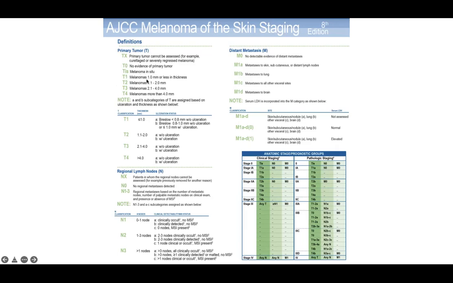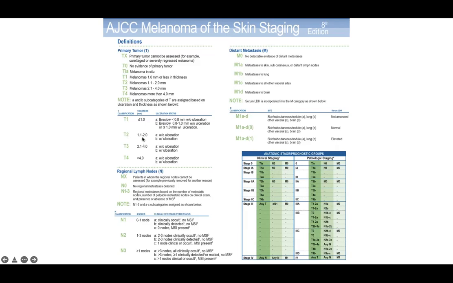T1 includes 1 millimeter or less in thickness, but jump down to this subclassification here. T1a involves a Breslow thickness of less than 0.8 millimeters without ulceration. However, if you do have between 0.8 and 1 millimeter, even without ulceration, you're going to have a b at the end of that T1. So T1b, if it's 0.8 to 1, and you don't need ulceration. But no matter what, if it's less than 1, but it could be 0.8 to 1, it could be less than 0.8, it doesn't matter. If it has ulceration, it'll be a pT1b.